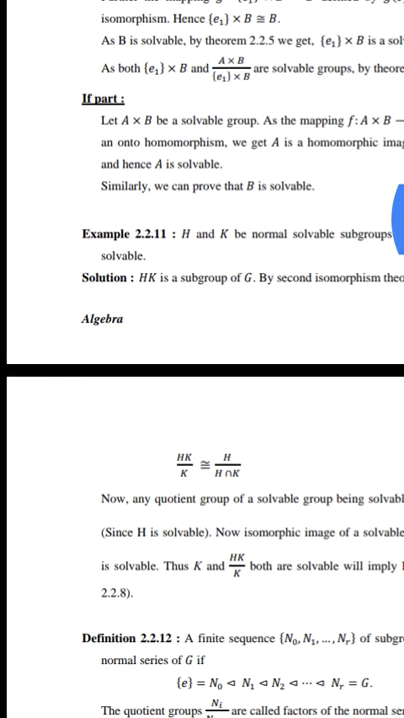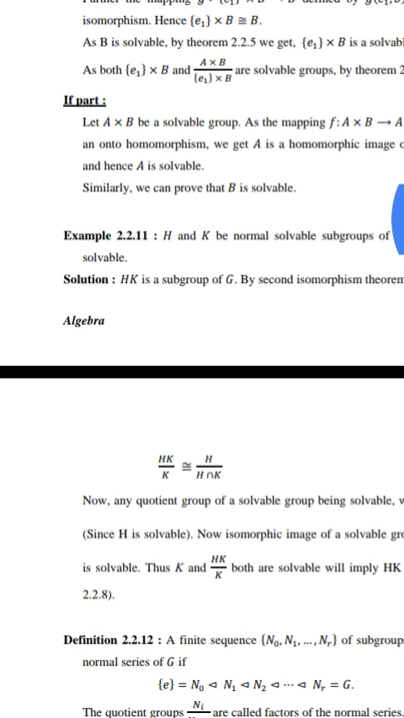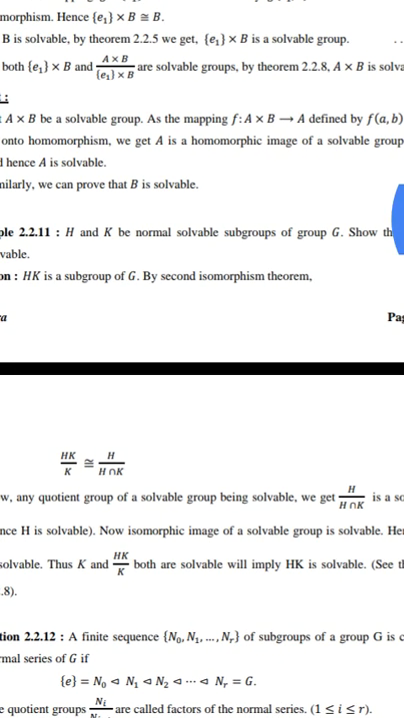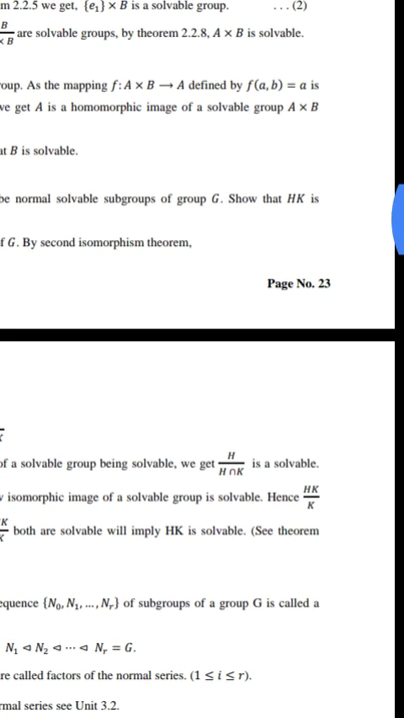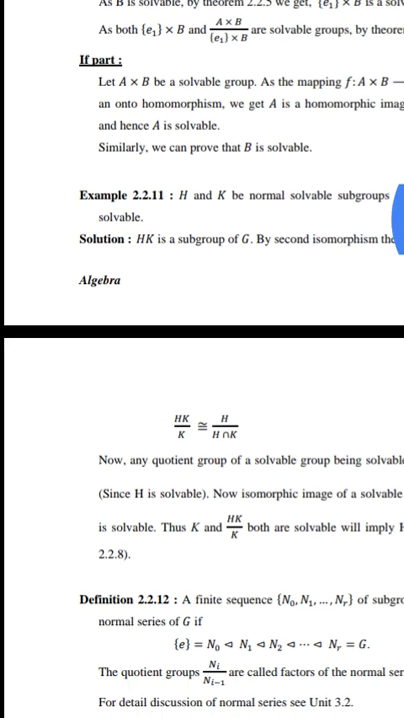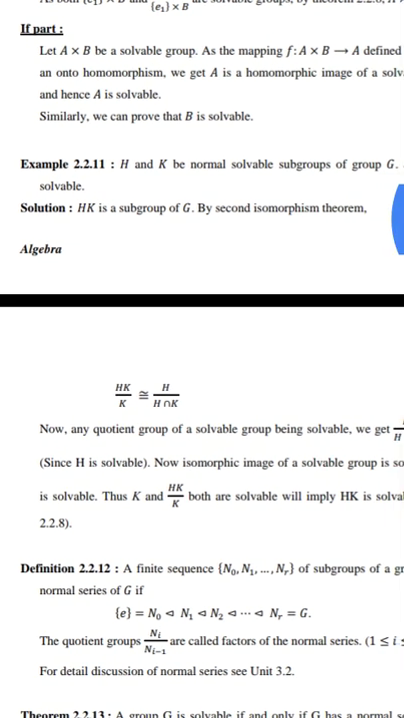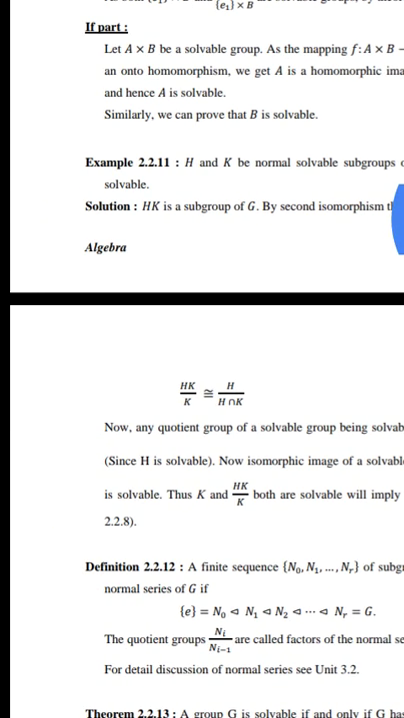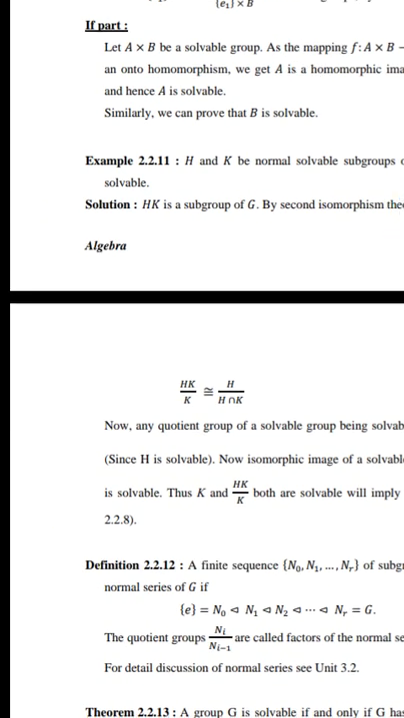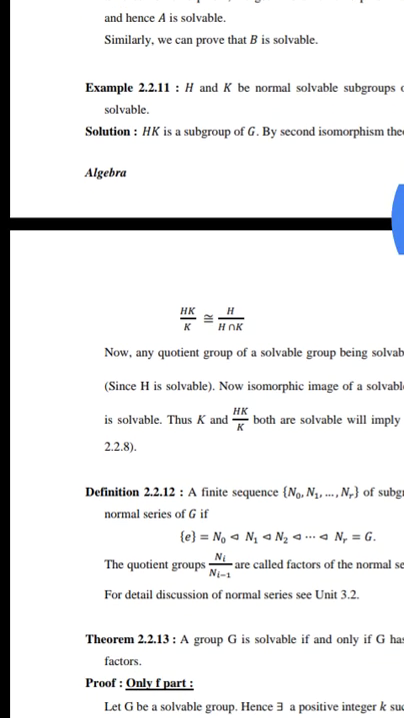If part: now see here, suppose that A Cartesian product B is soluble. As the mapping F from A Cartesian product B to A defined by F of (a, b) is equal to a is an onto homomorphism, we get A is a homomorphism image of a soluble group A Cartesian product B, and hence A is soluble. Similarly, we can prove that B is soluble.